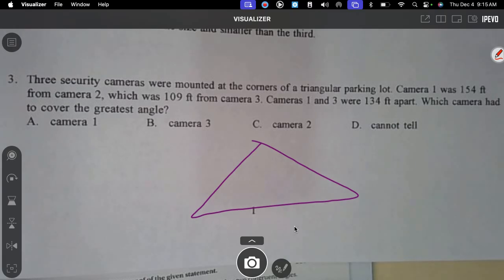It says camera 1 is 154 feet from camera 2. So how about I put camera 1 here and camera 2 here? Is everybody good with that? How far apart are they?